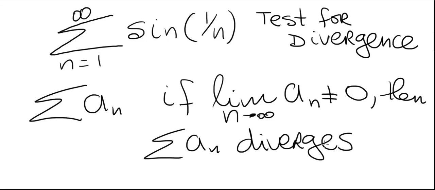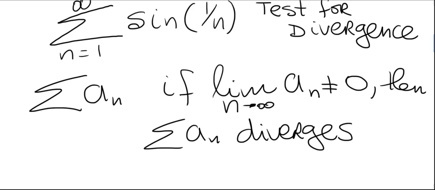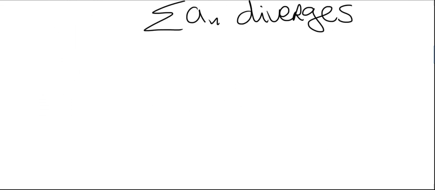Now what it doesn't say is what happens if the limit as n goes to infinity of a sub n is 0. If that's the case, then the test for divergence is inconclusive and it doesn't provide us with anything. We have to try something else. So let's try using the test for divergence here.